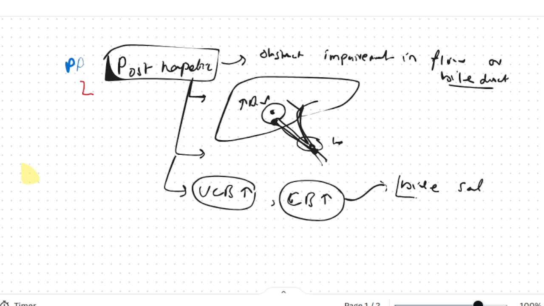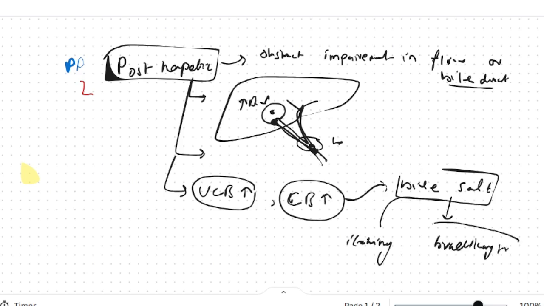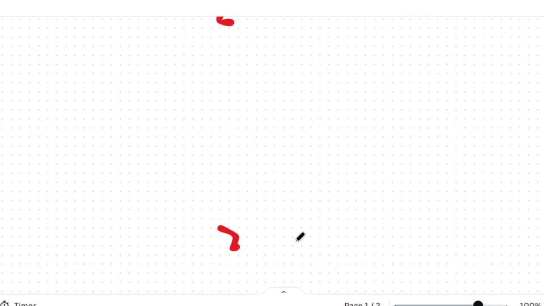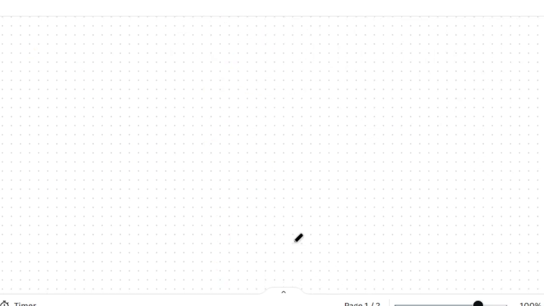These two are very important. If the conjugated bilirubin increases, then the bile salt also increases, and the bile salt causes itching and bradycardia. These are two things you have to remember. So this is so simple. I have explained the pre-hepatic and post-hepatic. Now, what is remaining?